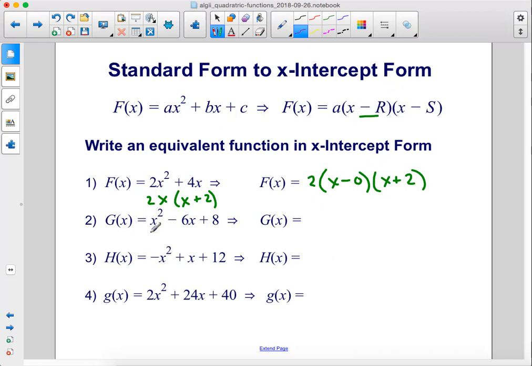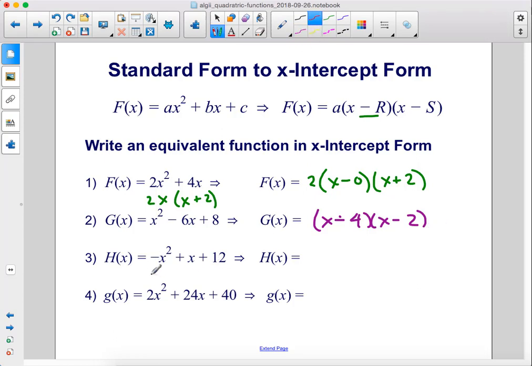All right, next one. We can just factor that. So x and x, this is positive, that's negative, so we're going to have 2 negative signs. And 4 and 2 are going to add up great, so this is our x-intercept form.